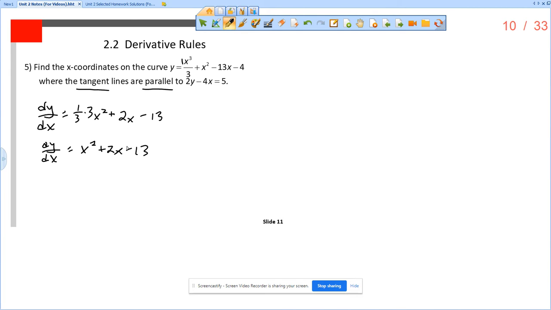All right, and so my dy/dx is 1/3 times 3 is 1, so x squared plus 2x minus 13. All right, so now it says, when are the tangent lines parallel? So when are the slopes of the tangents the same as this?